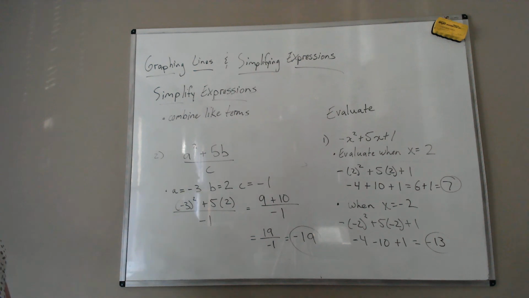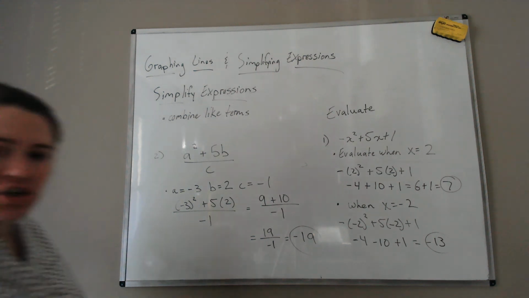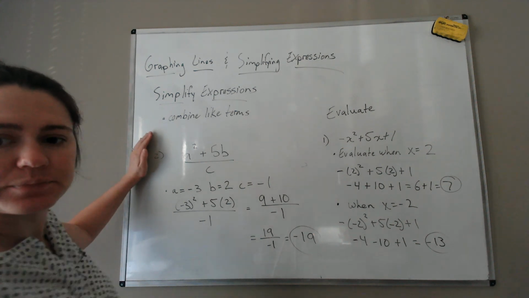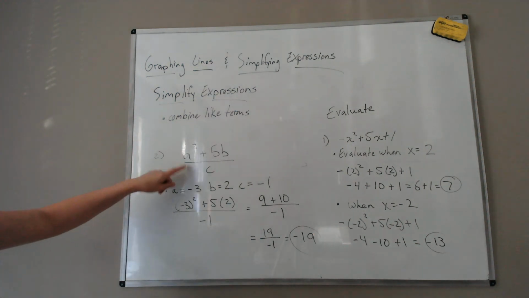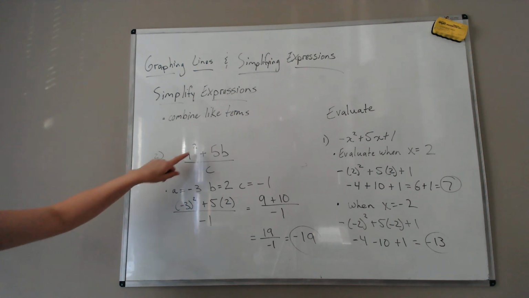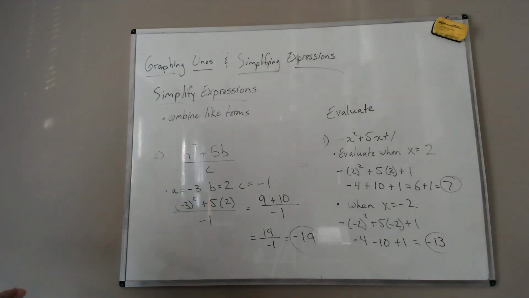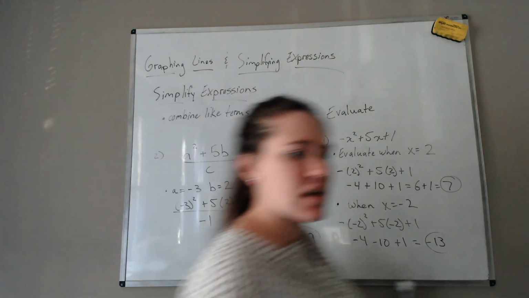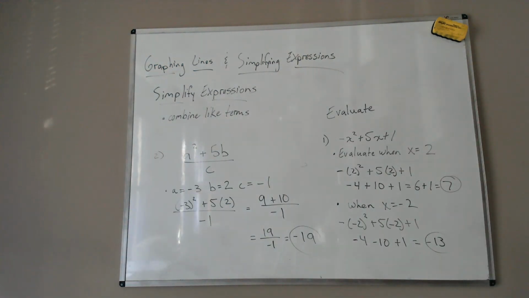So just be very careful. Make sure you follow order of operations, okay? Make sure you are evaluating correctly, taking negative 3 and squaring it. This time negative 3 is completely in parentheses because that's the value of a. It's being squared. We have no negative sitting outside. This is when the negative is outside here. Okay, so that is it for graphing lines and simplifying expressions.